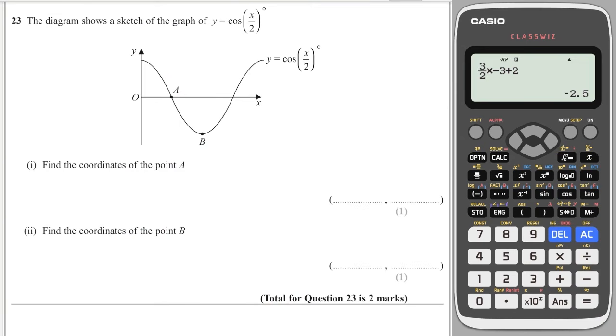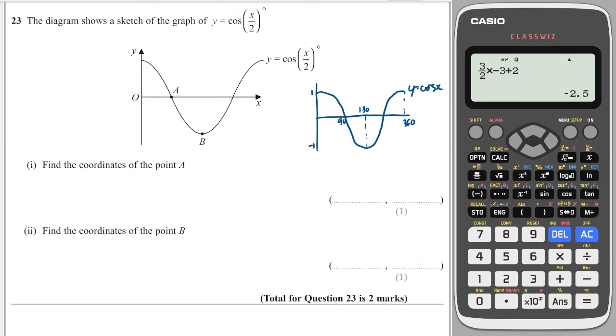Here's a classic graph transformation question. First off, we should know what our cos graph looks like without any transformation. So just y is equal to cos x. And that will go up to 360. The halfway point here will be 180. This point will be 90. And it will go between 1 and minus 1.